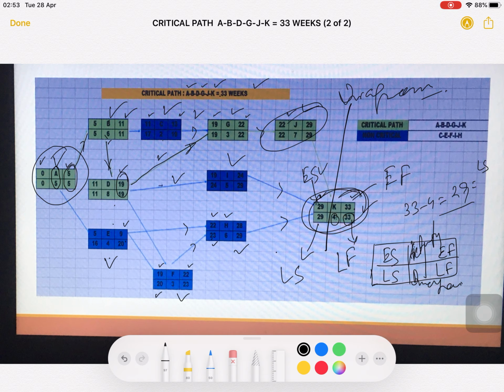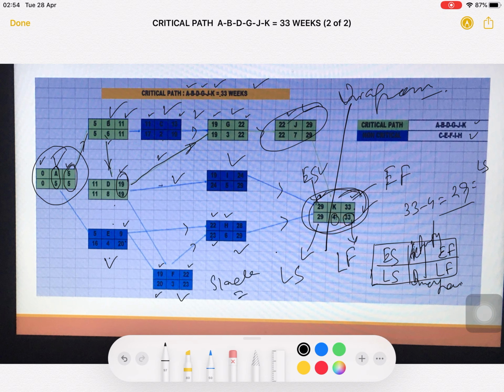So, what is the critical path and what is the non-critical path? Those that come under the critical path are critical, and the non-critical ones are those not on it, like C, E, F, H, I. So, these are your non-critical paths. So, this is the way to understand how to draw the diagram and how to find out the early start, early finish, late start, late finish, and the critical path. Okay, and now I will tell you how to find out the slack.